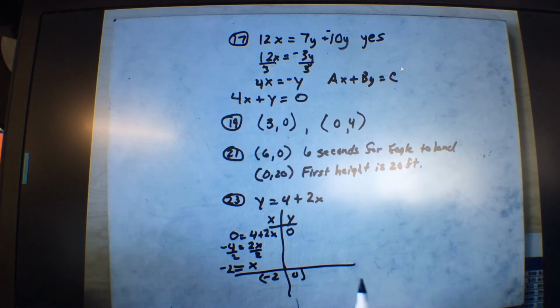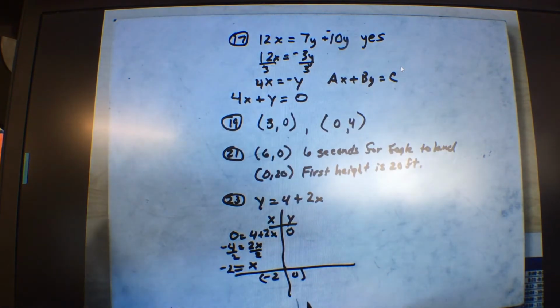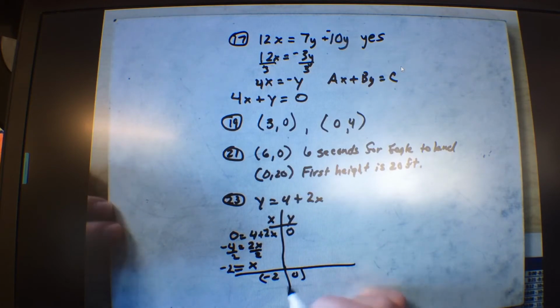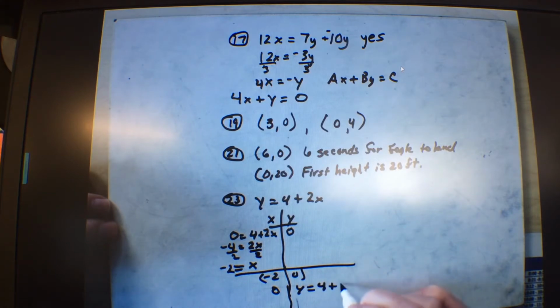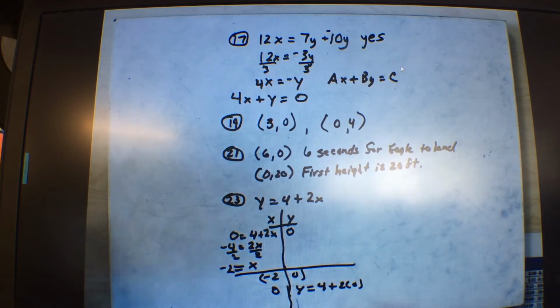How do I find the y-intercept? Put 0 in for x. All right, I put 0 in for x. And so I have y equals, and notice I put it in here, 2 times 0, right? And so I get y equals what? 4. So my point is 0, 4.